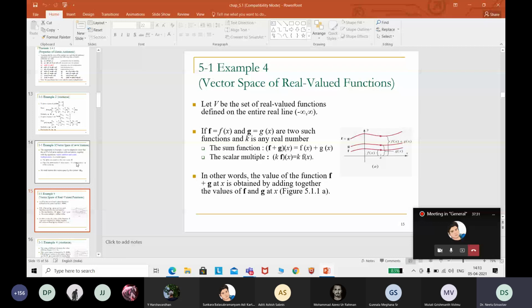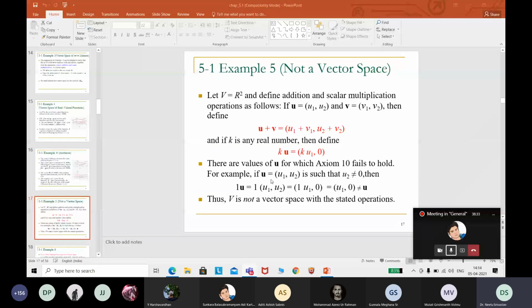U is equal to (u1, u2) such that u2 is not equal to 0. So in that case, now all scalar multiples, we should be very, very careful and very clear: when you are multiplying some number with 1, you should get the same number. But here we are not getting that, we are getting (u1, 0), which is not equal to u. So this axiom itself is not at all satisfied.